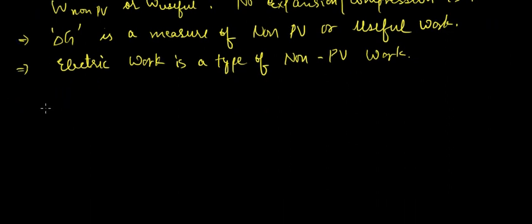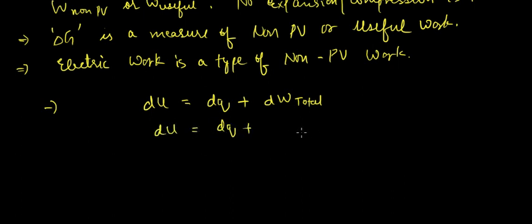So we already know that dU equals dq plus dW total, and we can also write that dU is equal to dq plus dW PV plus dW non-PV. In place of dW total, we are just substituting the PV work and the useful work.